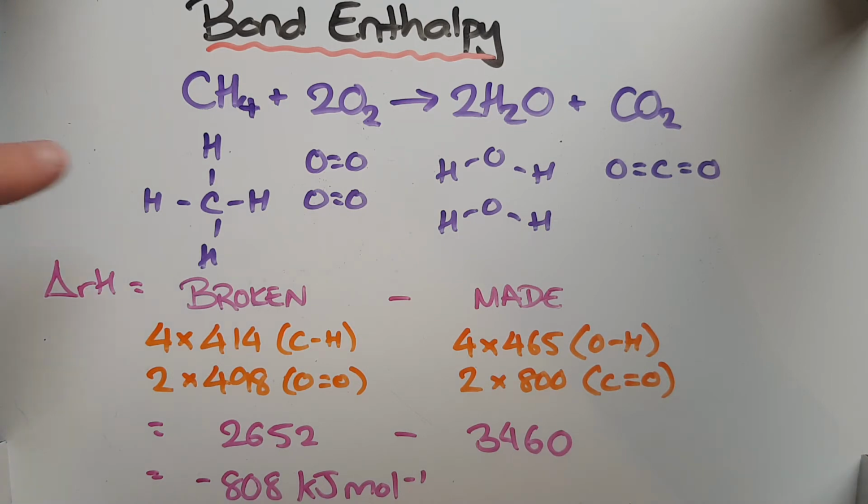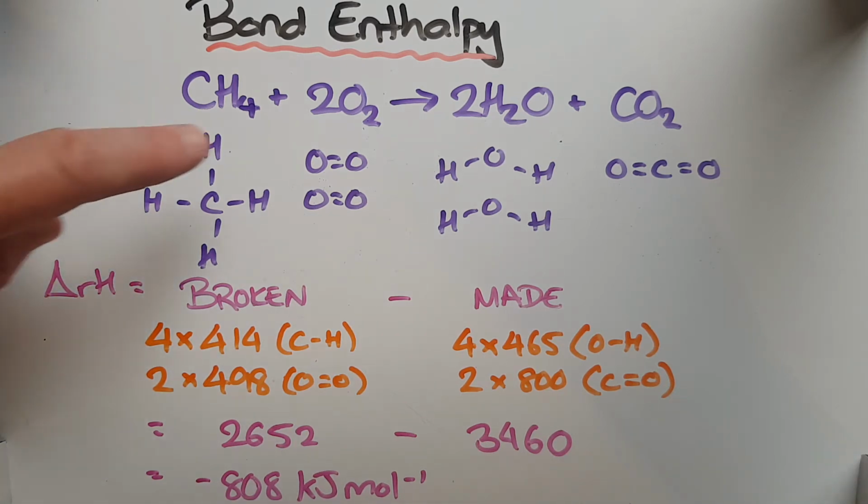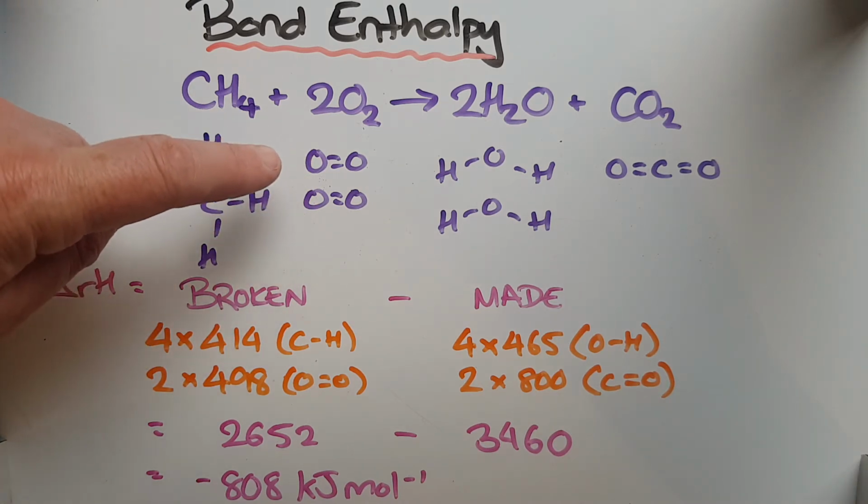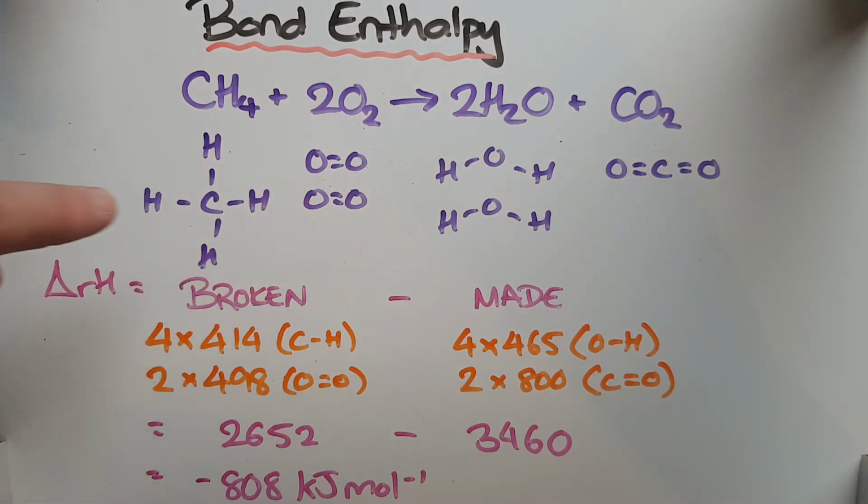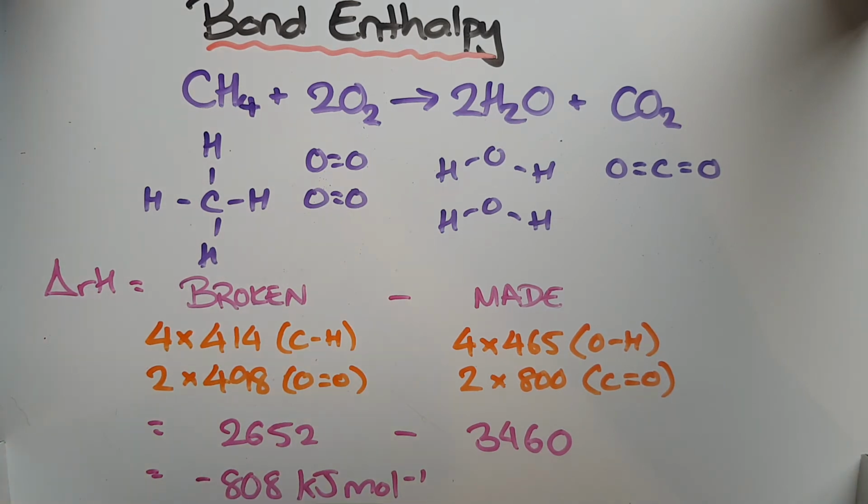So I've got 4 CH bonds being broken. So I'm going to break all 4 of them. And that will require 4 times 414 kilojoules per mole. I've also got 2 moles of oxygen, so I need to break the oxygen-oxygen double bond twice. They're 498 each, so I'll double that. That gives me a total activation energy, if you were, of 2,652 kilojoules per mole.